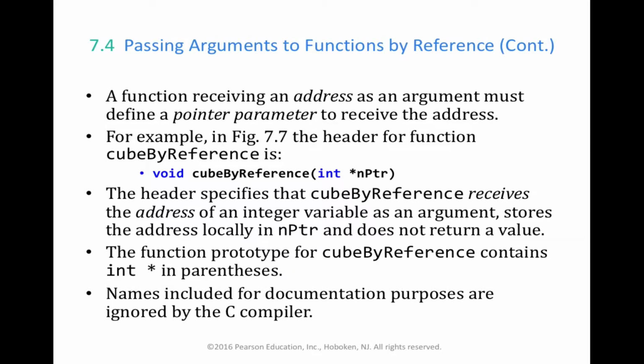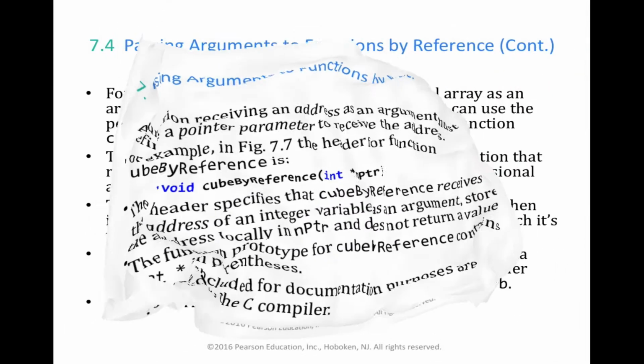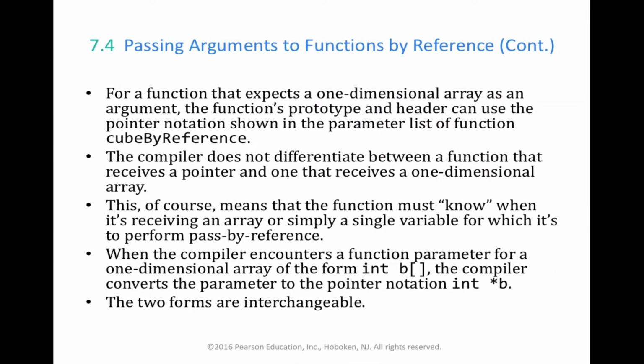So the function receives the address of that argument, all right? Because it's defined as a pointer parameter, it has to be a valid memory address. The header does specify that cubeByReference receives the address of the integer variable as an argument. It stores the address locally in nPointer, and it does not return a value. The function prototype also contains the int asterisk in those parentheses. And again, of course, the names included are ignored by the compiler for the purposes of the prototype.